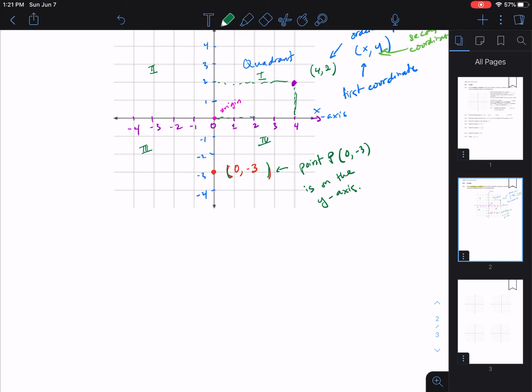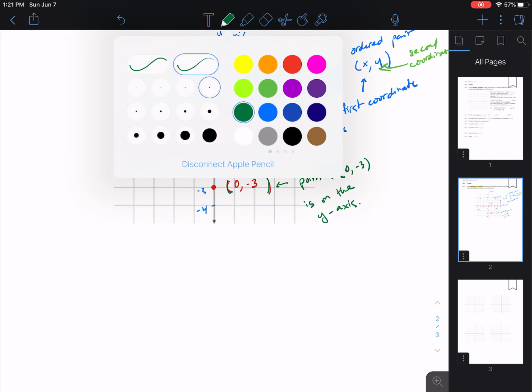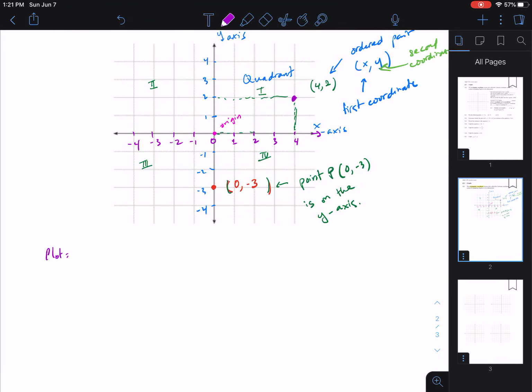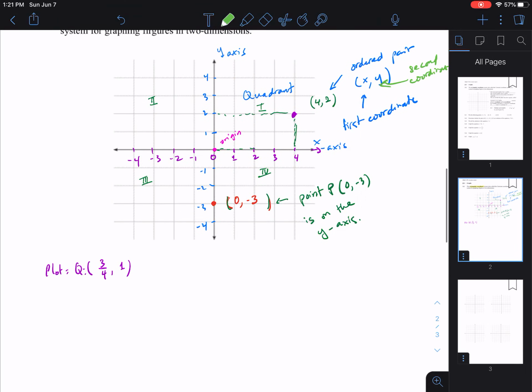Okay. Let's plot a few more points. Let's do some decimals and fractions. Let's do 3/4 and 1. Okay, so let's call this point here Q. So Q is 3/4 on the x, so 3/4 is less than 1, so maybe here's half, and that's 3/4 there. And then 1, maybe 1 is up here, so here is our point Q there, right? So that's 3/4 and 1.